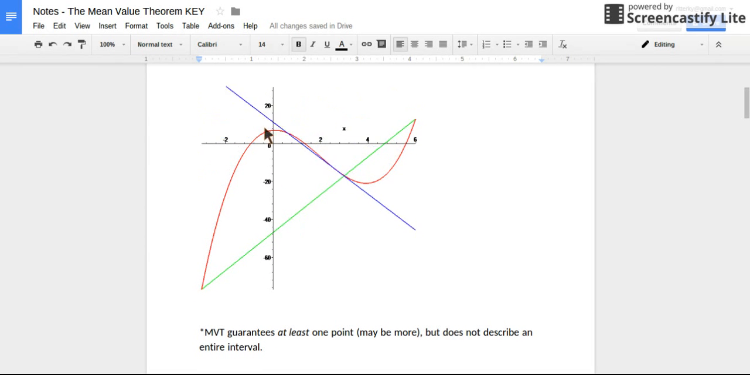It's just talking about single locations where this happens. It's not describing an entire interval, although that may be true for a limited amount of functions. For most functions, it will not be an entire interval where this happens. It's just a single point right there, and maybe more than once, like right there.